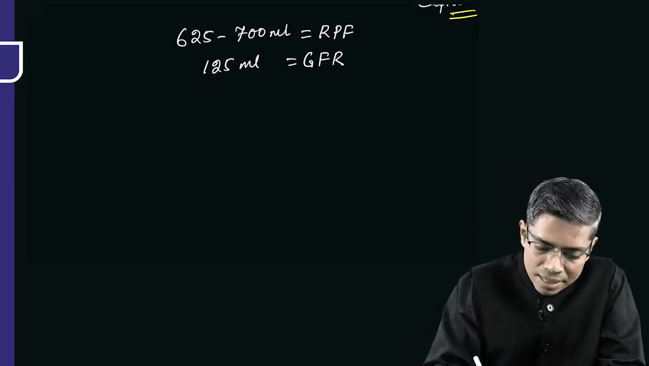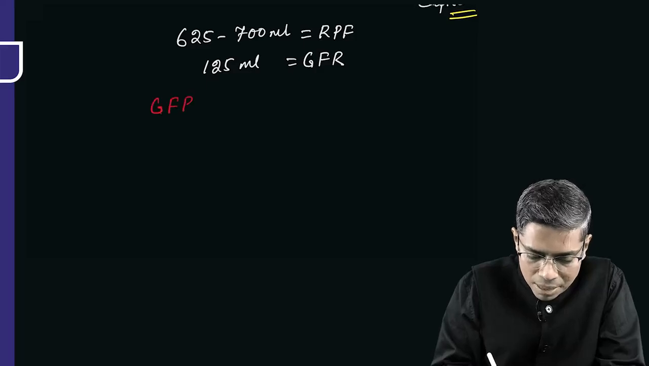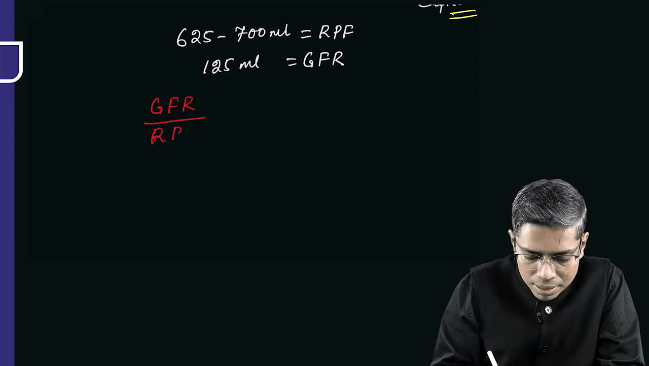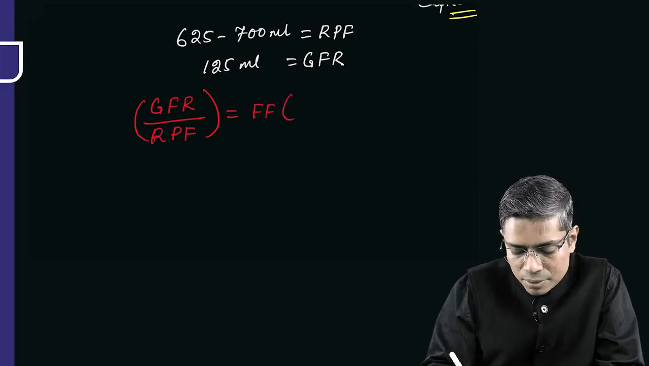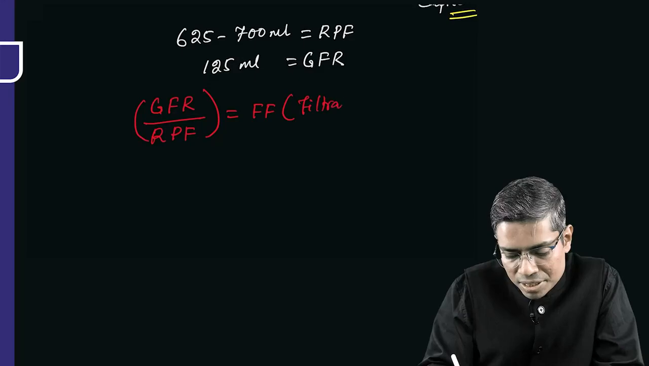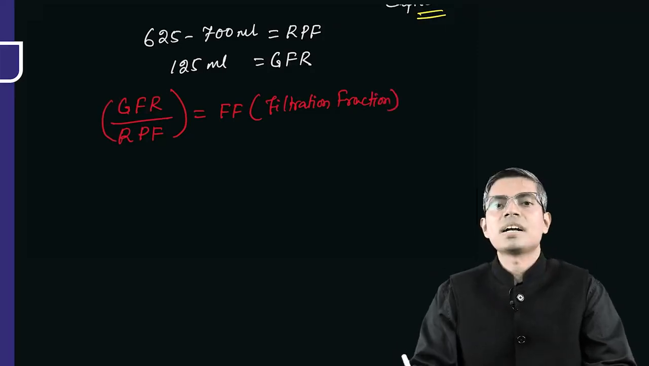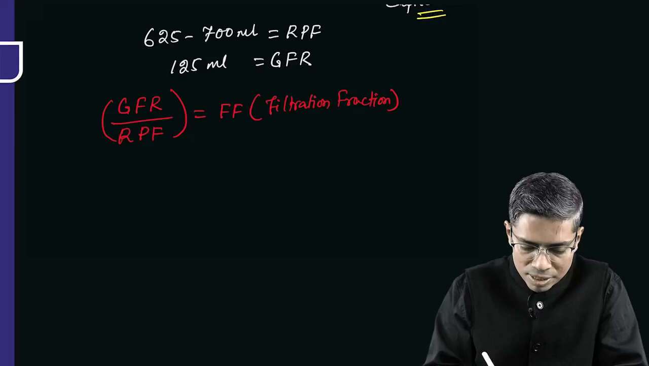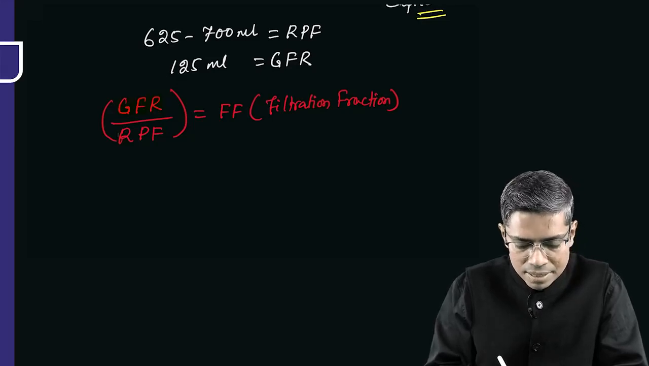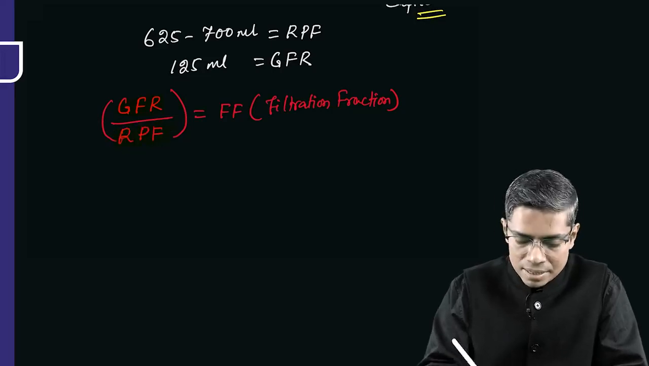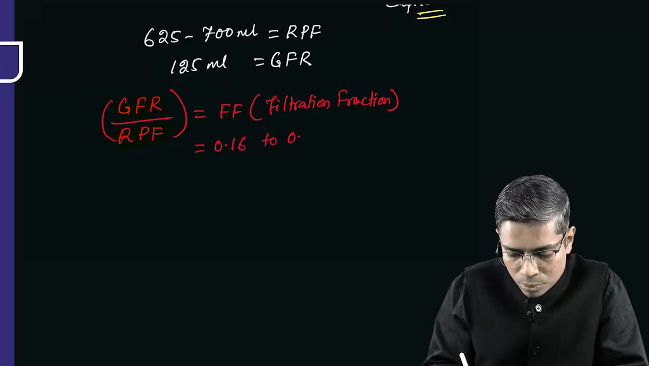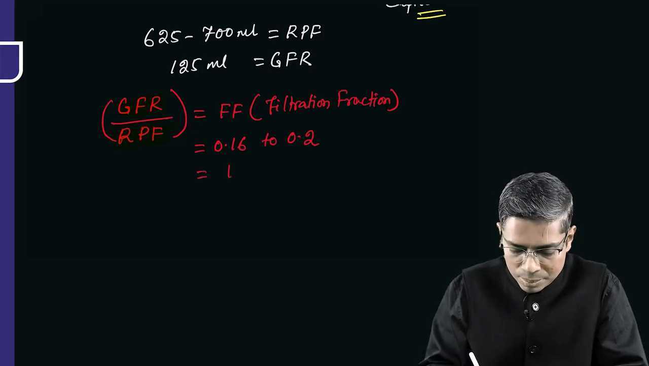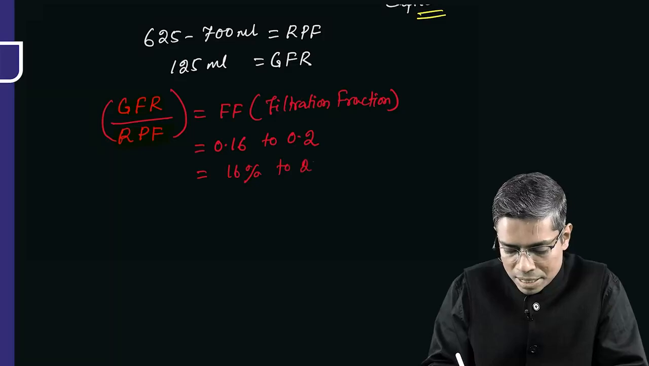So if I take a ratio between these two, GFR upon renal plasma flow, this ratio is known as FF, that is nothing but the filtration fraction. If you put the normal value of GFR, that is 125 ml here, and 625 or 700 ml here, then the filtration fraction will be 0.16 to 0.2, or you can say 16% to 20%.